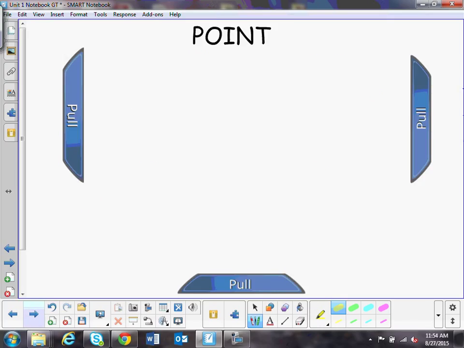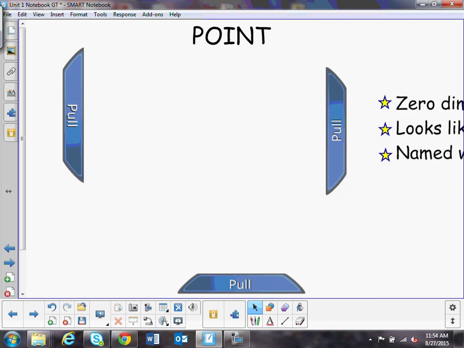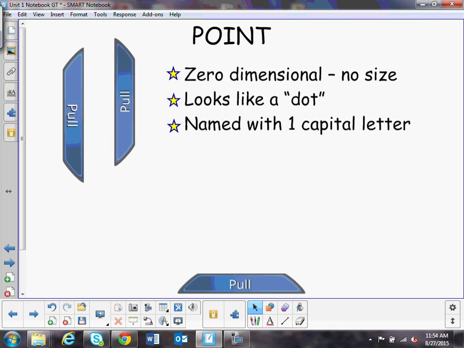So the first one we're going to talk about is point. Write points on the left. Here are 3 bullets that describe a point. It's 0-dimensional, meaning it has no sides. You can't measure it. It's just one dot. Can you measure a dot? No, just one little point. Don't refer to a dot as a circle, because that's different.